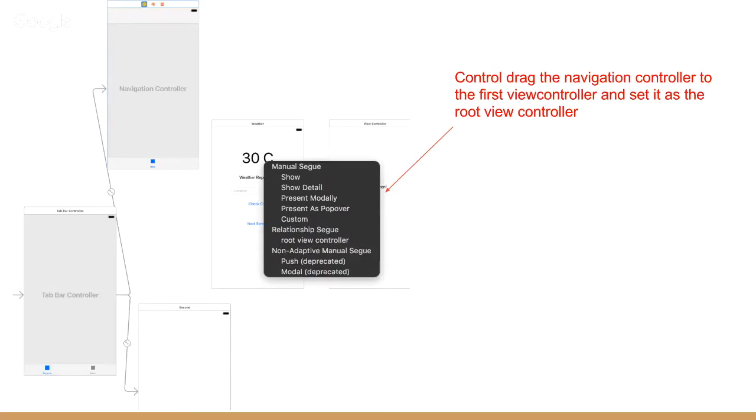After you drag it in as the root view controller, you just need to relaunch the app. Then your app will now have a back button. When you run the app, you cannot find the back button.